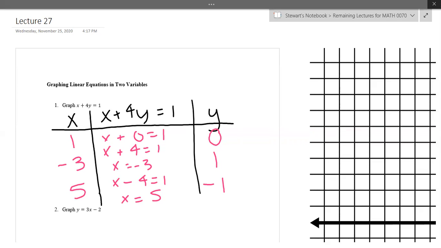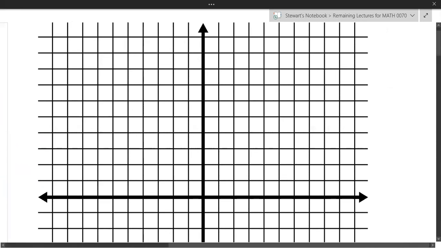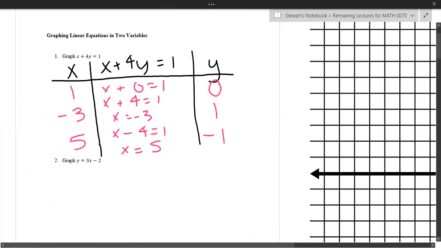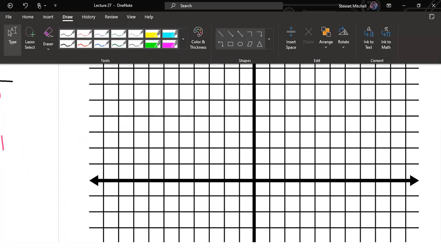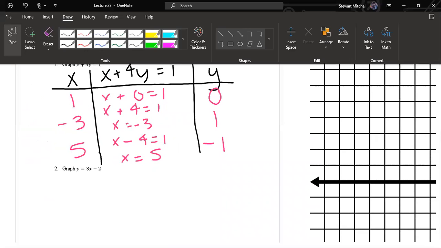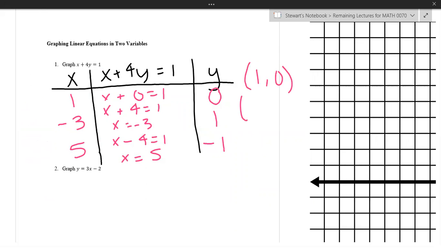So if we move over here and think about this, with our table of values, let me first write these coordinate points that we now have. If we think about these x, y coordinates, we now have 1, 0, -3, 1, and 5, -1.